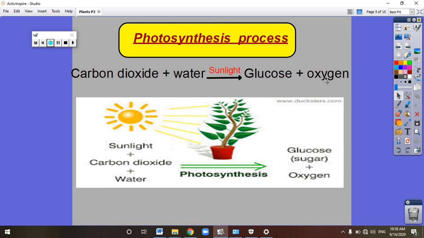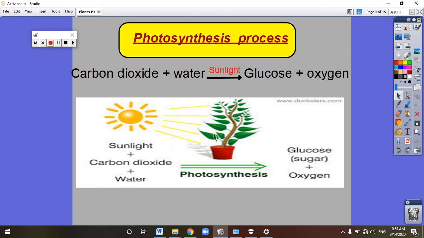Okay, they are opposite to the humans. The humans take oxygen from the air to breathe and produce carbon dioxide. But the plants take carbon dioxide and produce oxygen. So the plants are opposite to the humans. Don't forget that the plants take carbon dioxide from the air and give oxygen to the air.